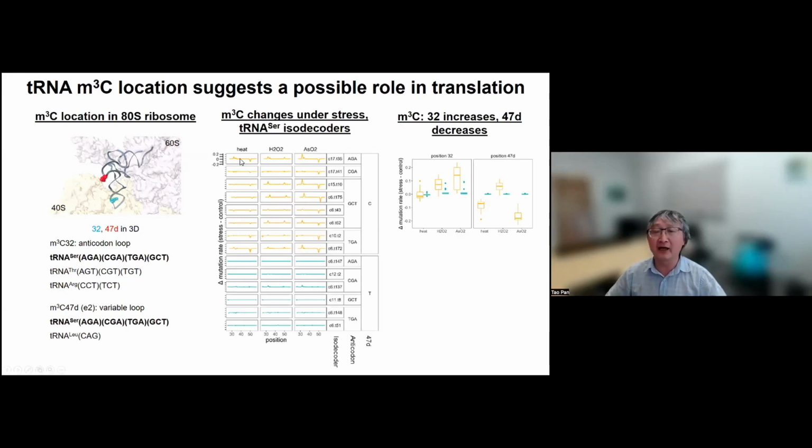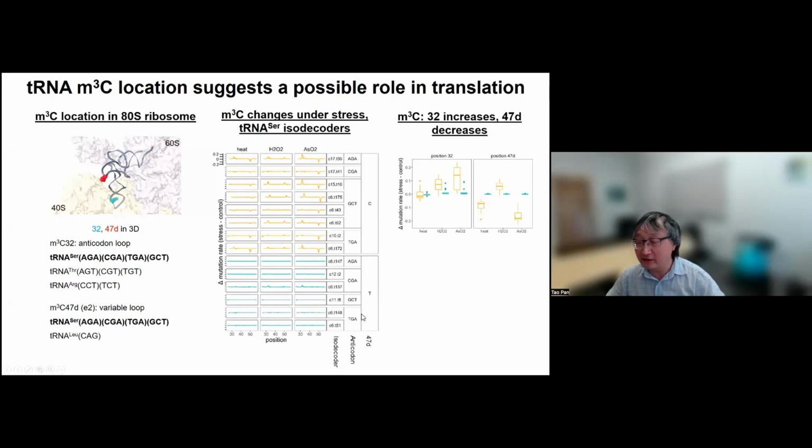So here's what happened if we're just looking at mutation rate changes among tRNA serine isodecoders under each condition. This peak here corresponds to position 32, and this peak here corresponds to position 47. Now you can visually see that under most stress conditions, except heat and arsenite, the M3C peak goes up, and this is for total RNA, by the way, and the 47D peak goes down. Hydrogen peroxide does the opposite; they both go up. This is just the control.